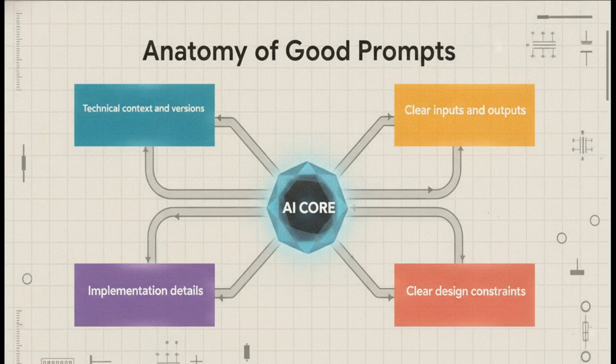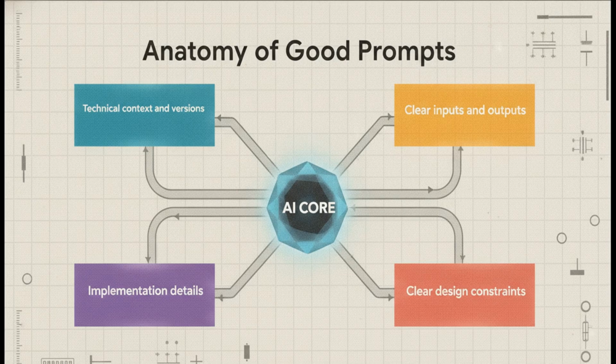So when you structure your requests, you need to use this exact anatomy to give the AI the guardrails it desperately needs. You got to state your technical context right up front, tell it exactly what versions of Vite or React you're running. Then define explicit inputs and outputs. Detail exactly where the state lives, and set firm design constraints. Giving it that extreme level of detail is exactly how you force the tool to generate professional, maintainable code on the very first try.